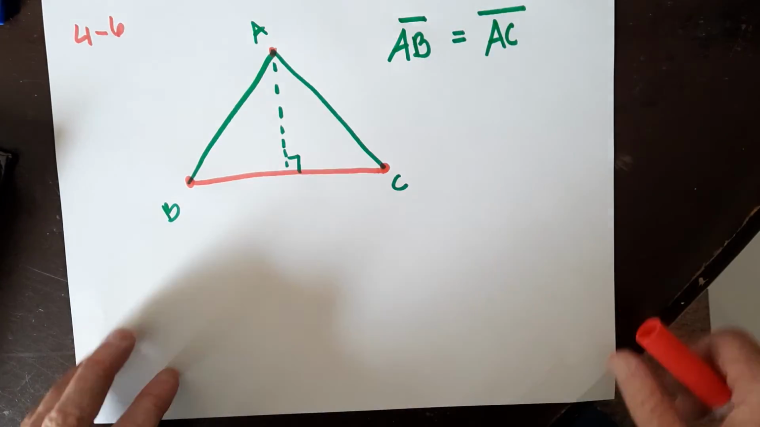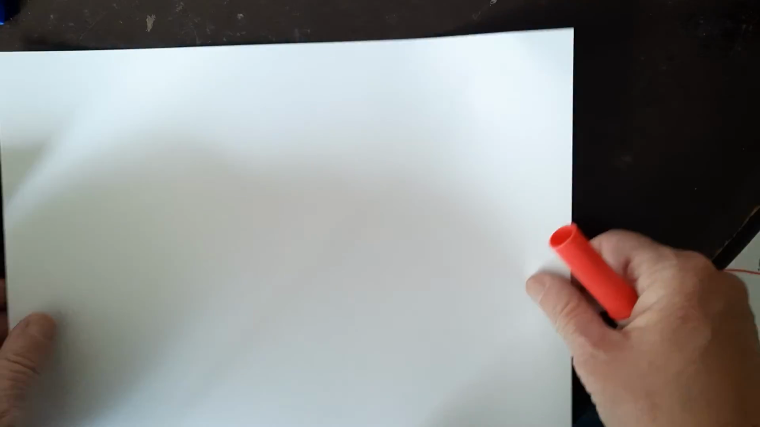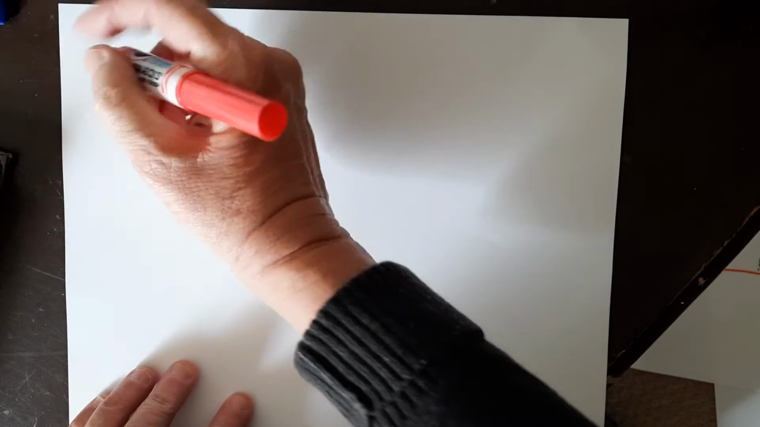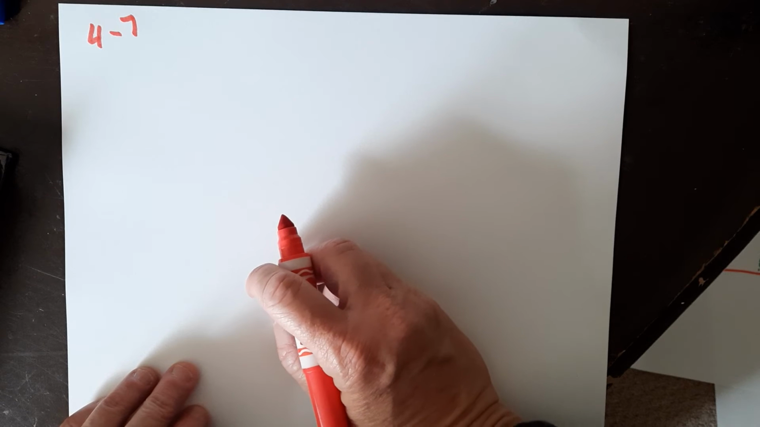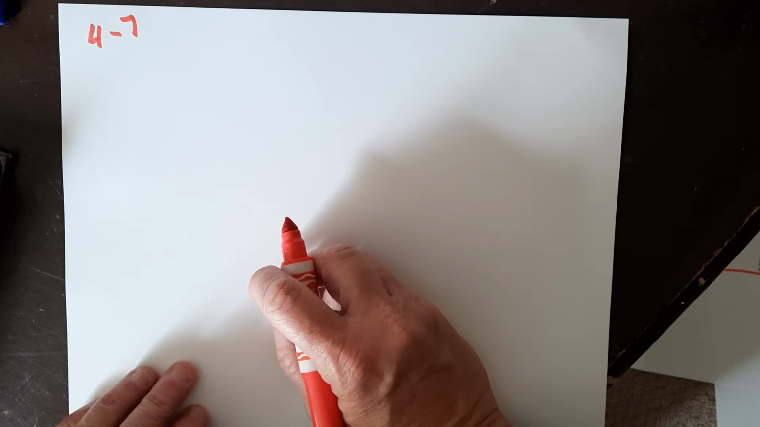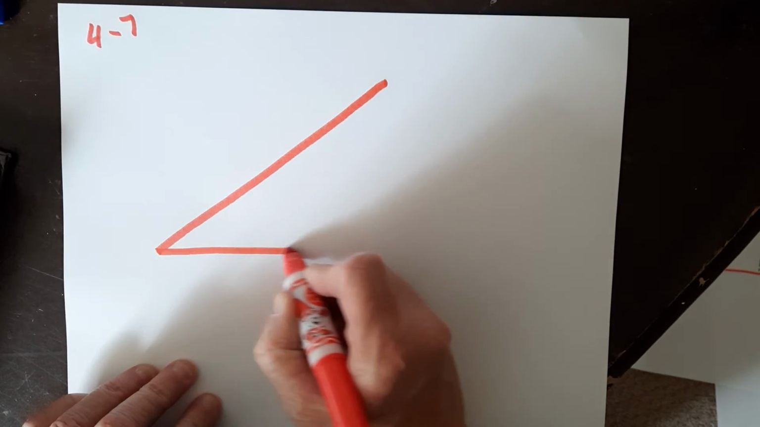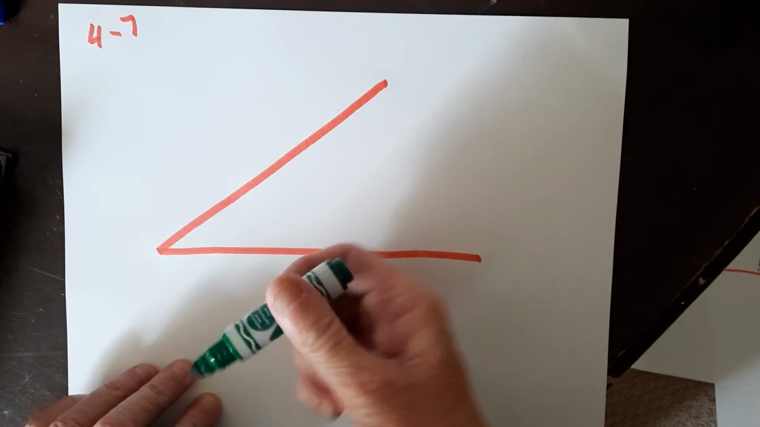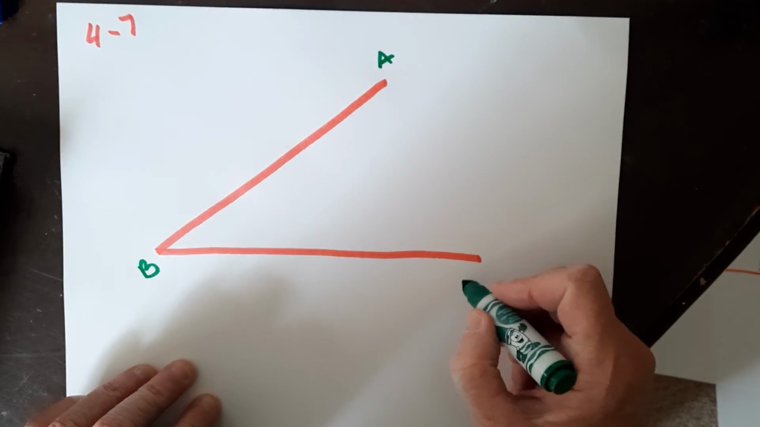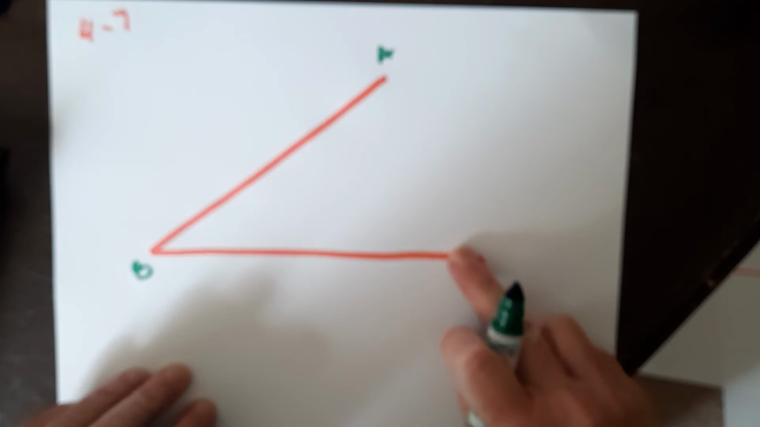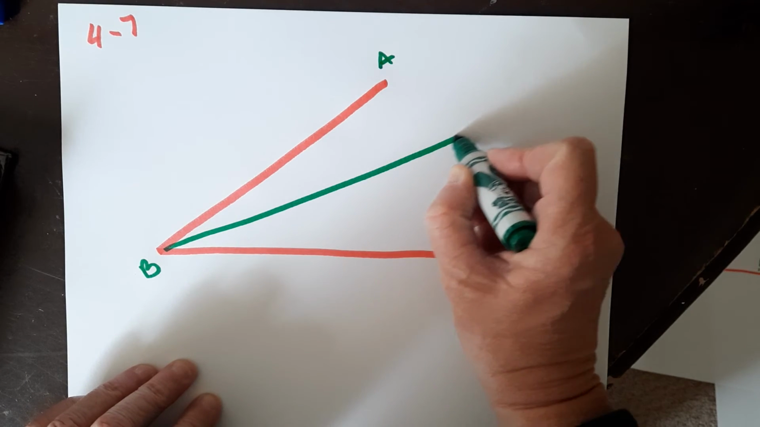So there are two more theorems in this chapter that I wanted to make sure that you knew. Theorem 4.7 says, if a point lies on the bisector of an angle, then the point is equidistant from the sides of the angle. So we need an angle to start off with in order to understand this theorem. And we'll call this B, and we'll call this A and C. So here's our angle. Now we need the bisector of an angle. That's the line that cuts this angle in half.